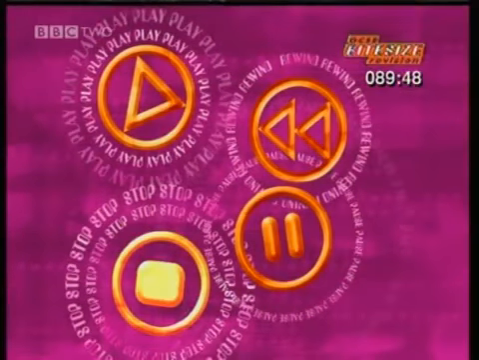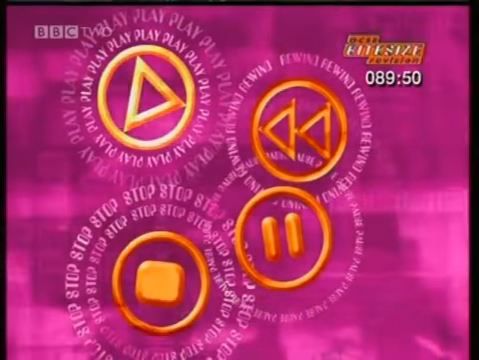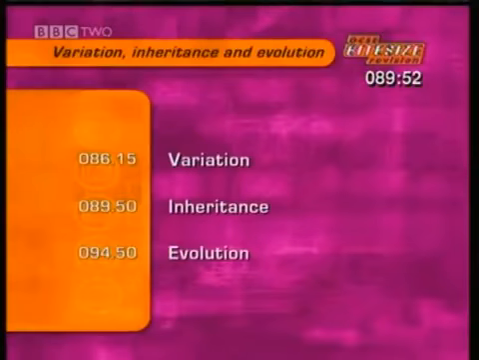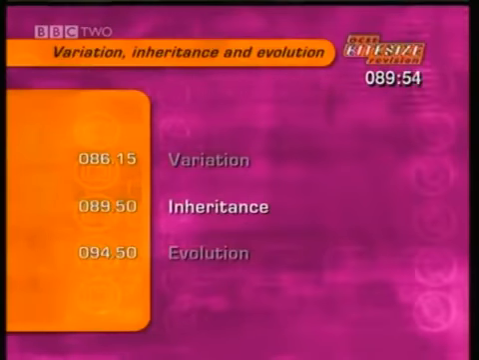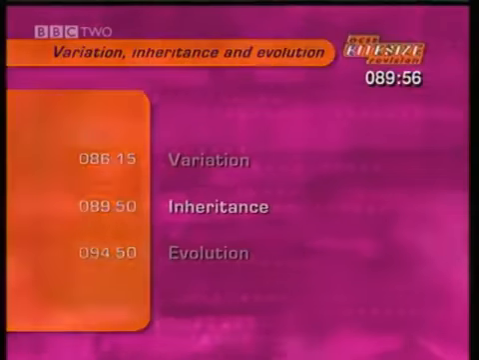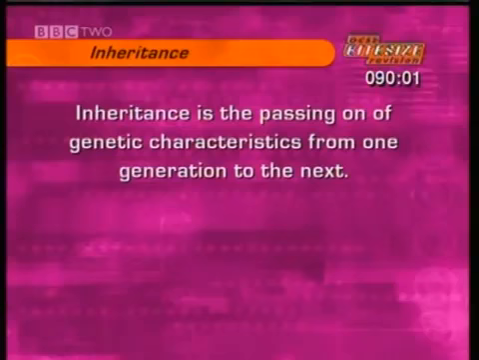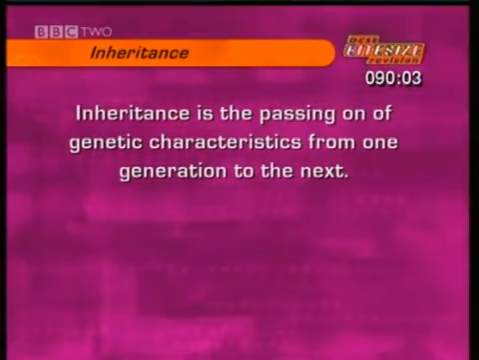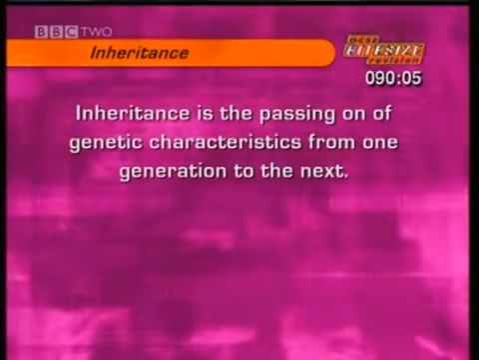Well, that's the end of this section on variation. Variation leads on to inheritance. Inheritance is the passing on of genetic characteristics from one generation to the next.